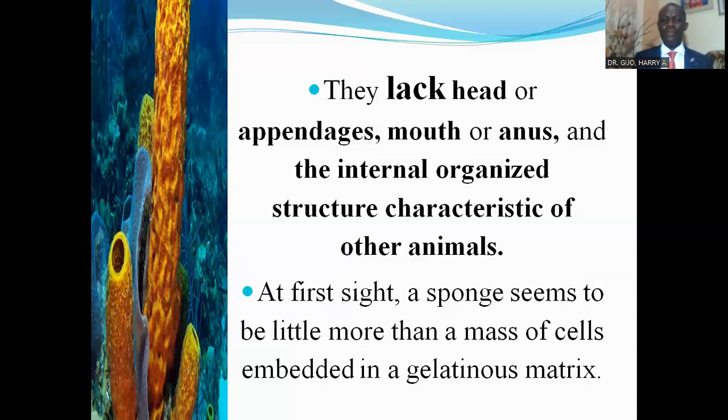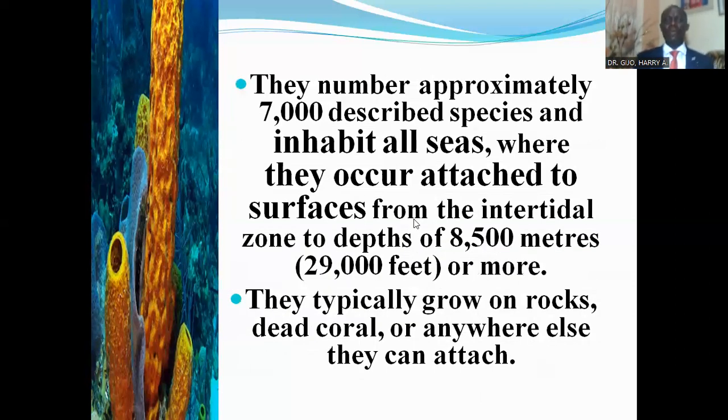At first sight, a sponge seems to be little more than a mass of cells embedded in a gelatinous matrix. So they are quite unusual. They number approximately 7,000 described species and inhabit all seas, where they occur attached to surfaces from the intertidal zone to depths of 8,500 meters, that's 29,000 feet or more.